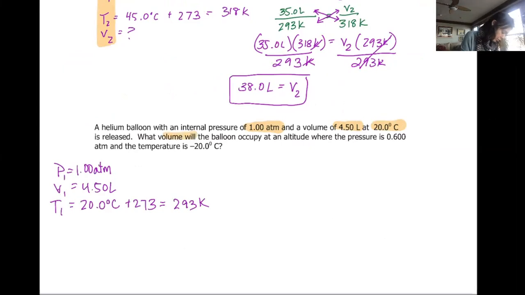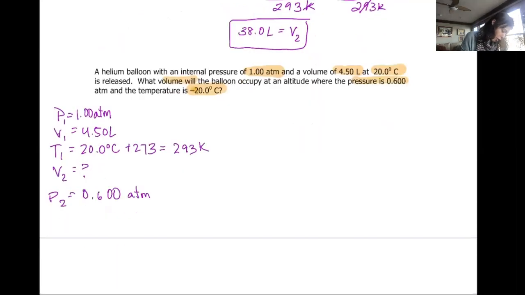So we're going to look for our new volume. When we get up higher, the pressure is lower. So our new pressure is 0.600. So that low pressure would make our volume go up. And the temperature went down, which would technically make our volume go down. So let's see what actually happens. Notice we've got negative 20 degrees Celsius, add 273. That's going to give us 253 kelvins.